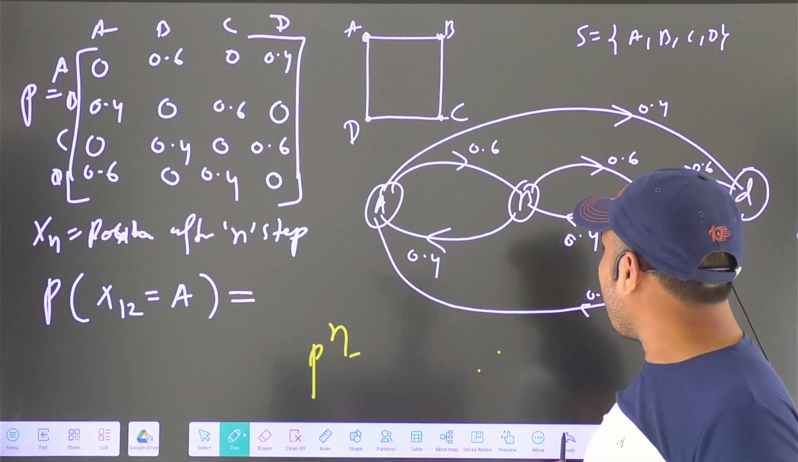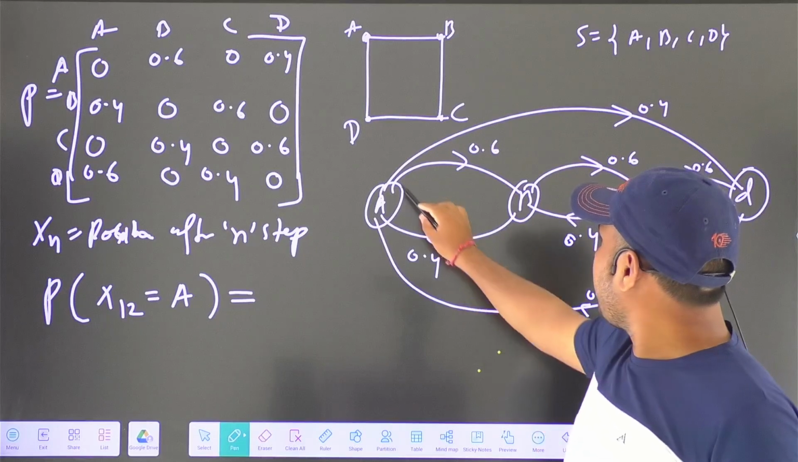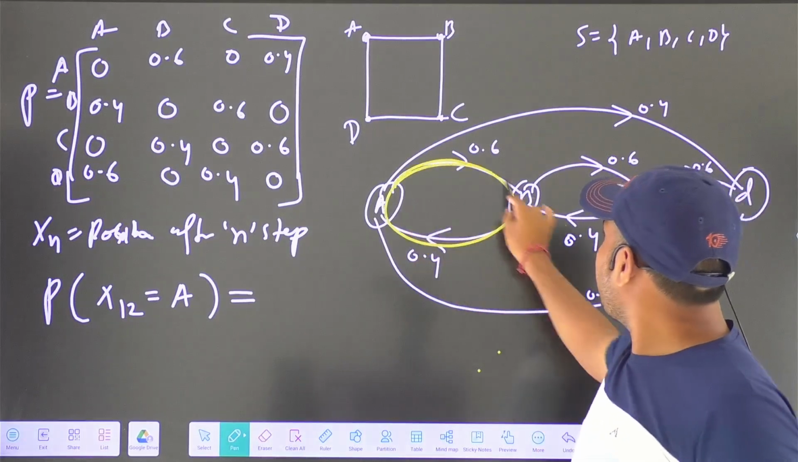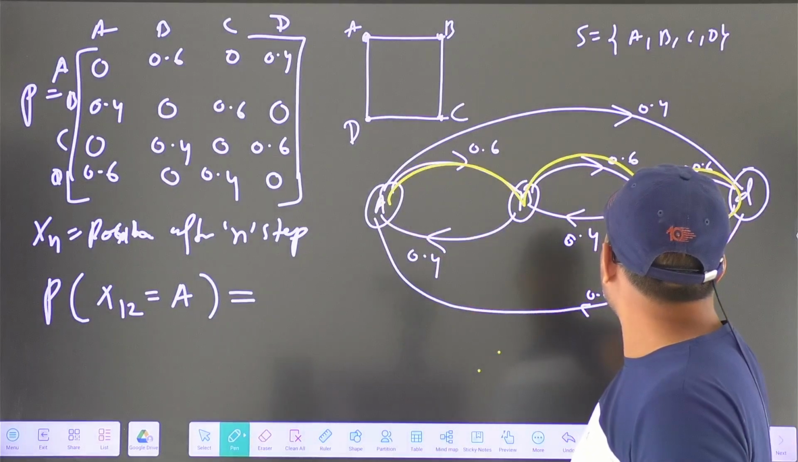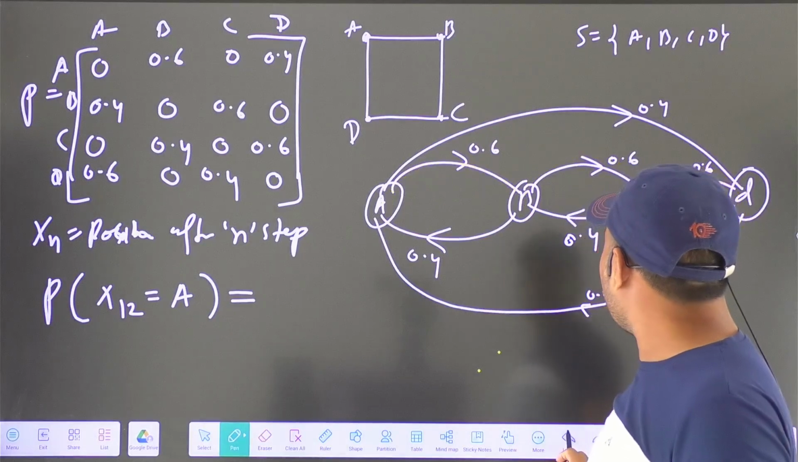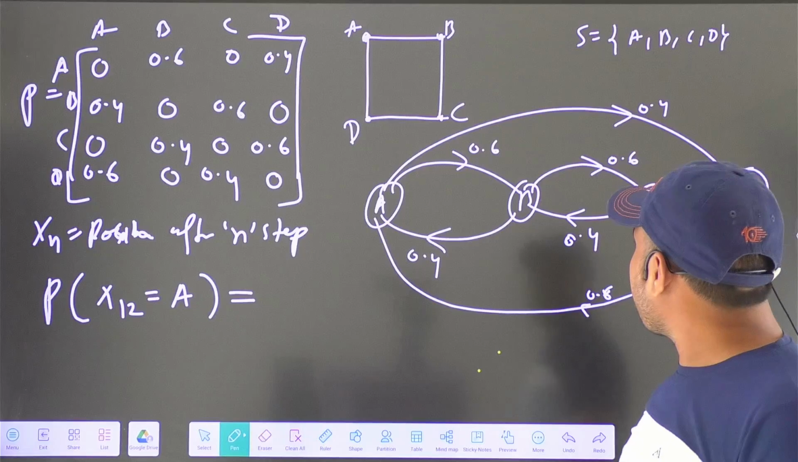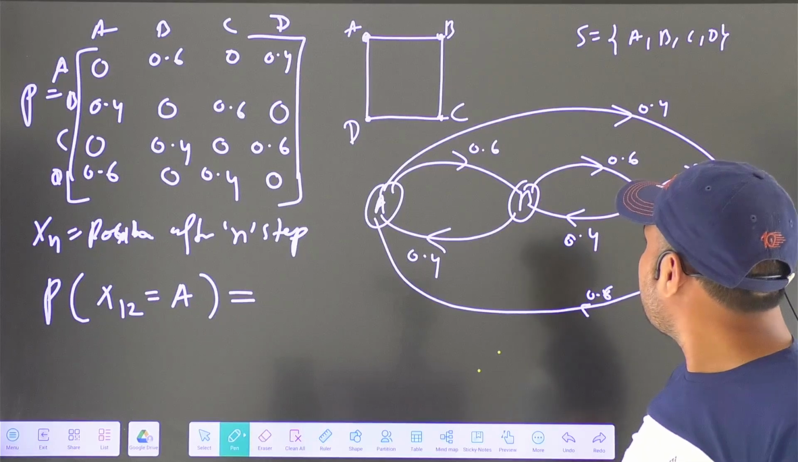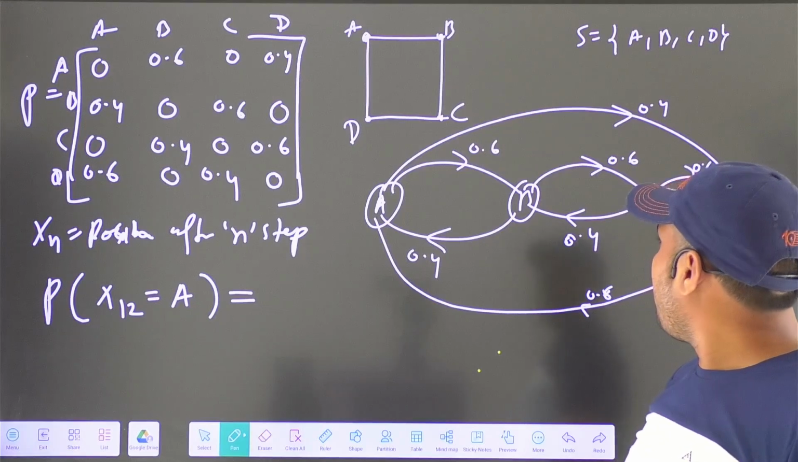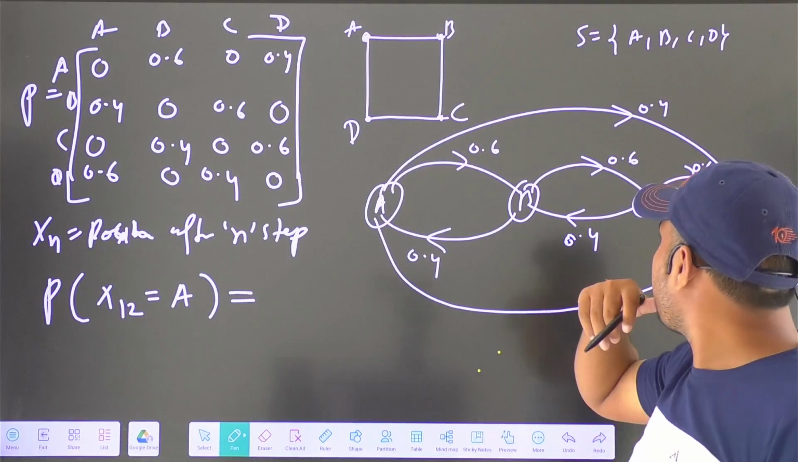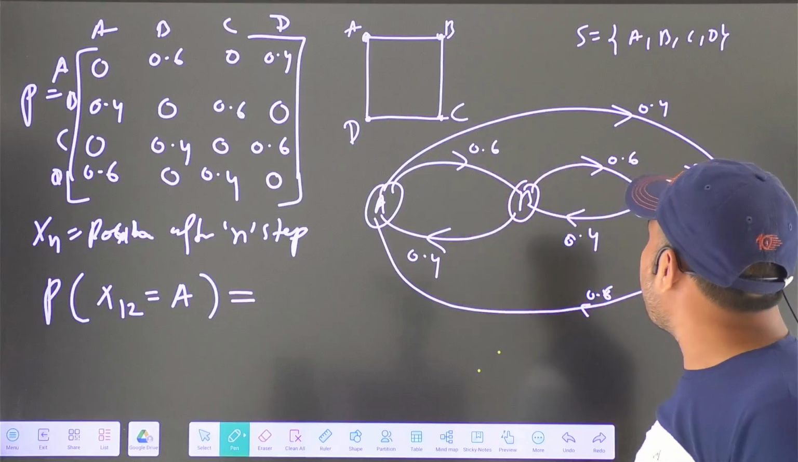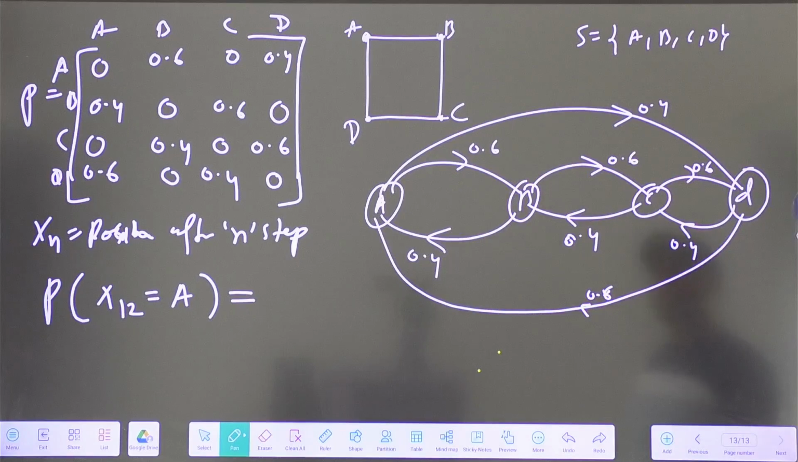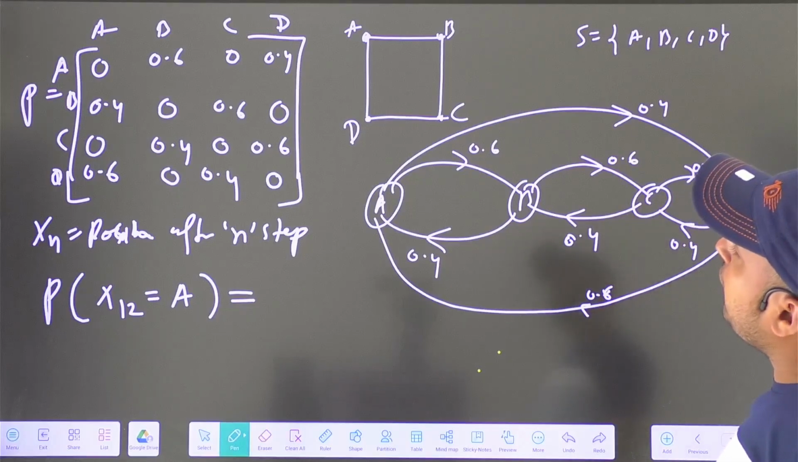Or if we count like this, 1 2 this way, if we count like 1 2 3 4 5 6, so somewhere we have to move 12 steps. That can be done, but that will take a lot of time. So this is not the way. Some shortcut we have to think.